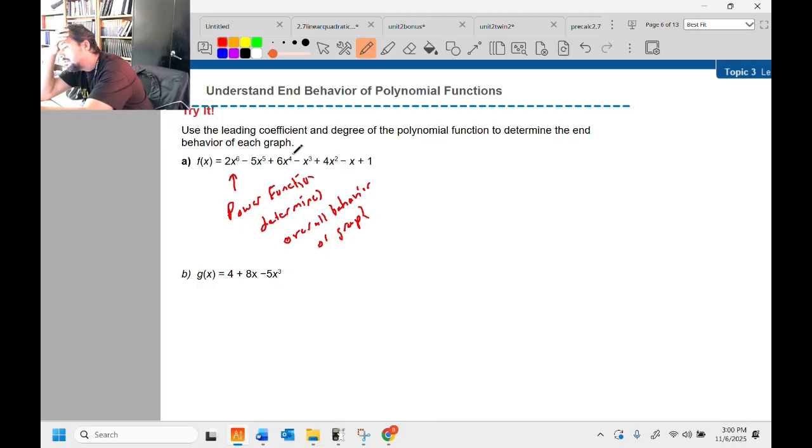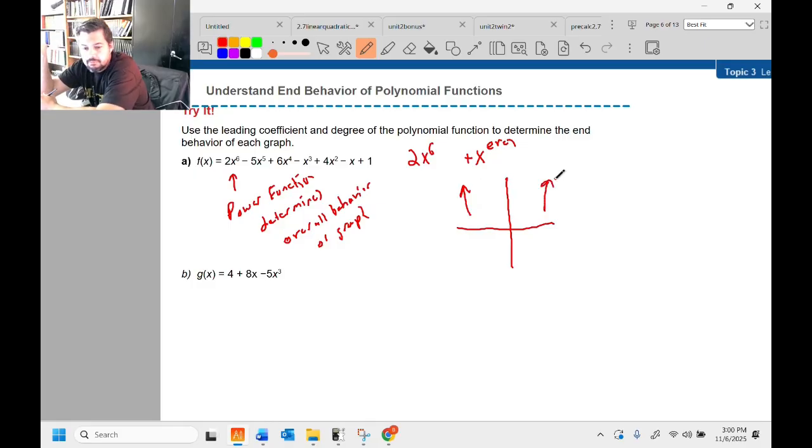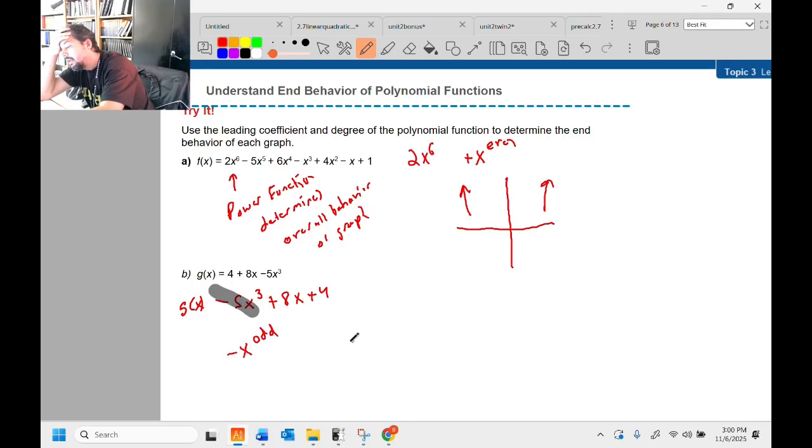But anyways, I noticed that 2x to the 6th is an x to the even, isn't it? Specifically, it's a positive x to the even. So I would expect it to behave like this. That's the end behavior, all right? This one is not in standard form. Negative 5x cubed plus 8x plus 4 would be standard form. And the piece that I care about is that one, and that one is a negative x to the odd. And all negative x to the odds start their day high and end their day low. And again, hopefully this is a review for you.